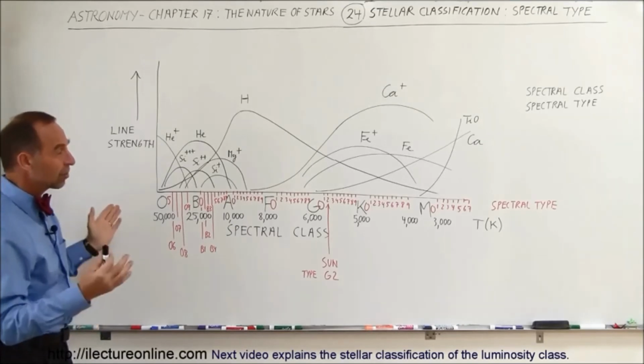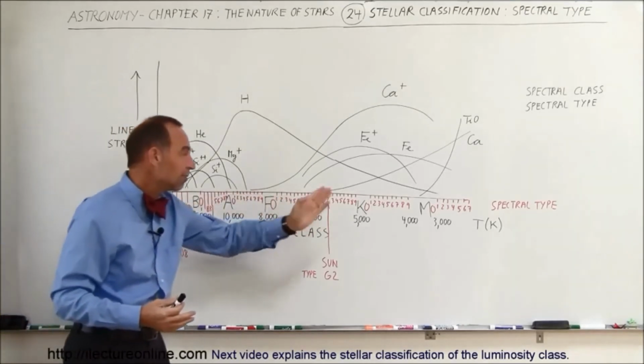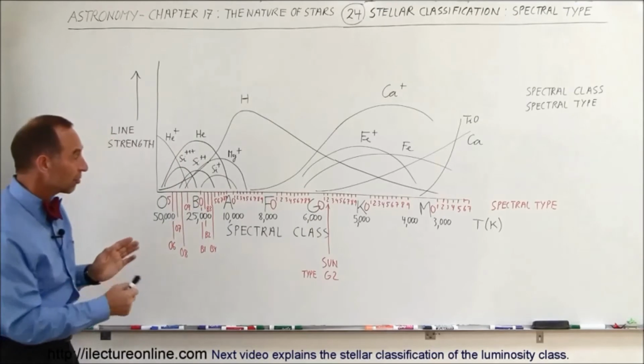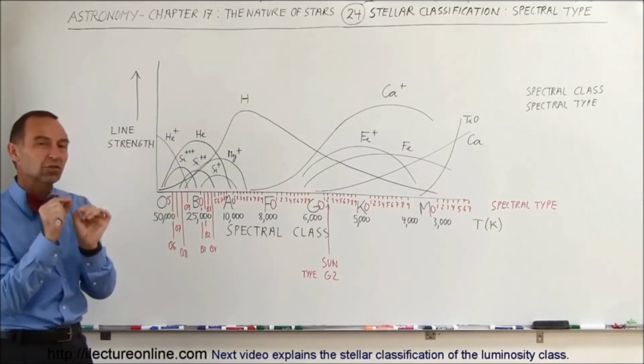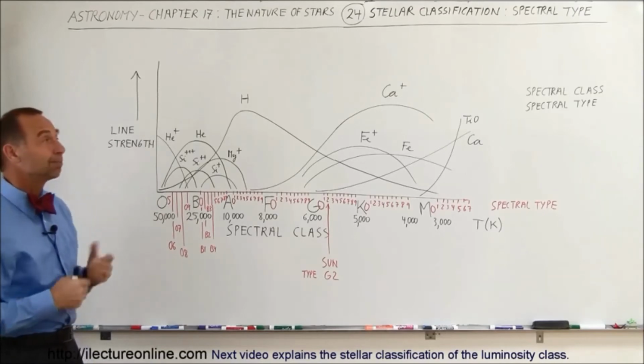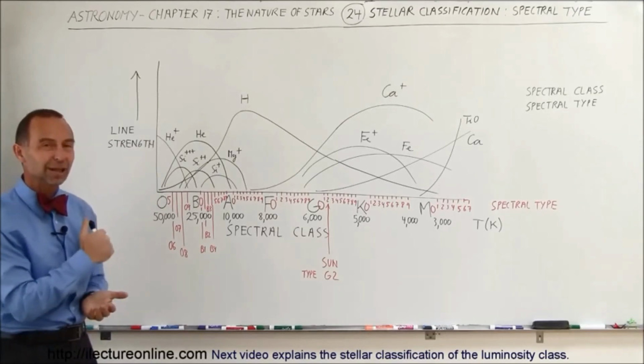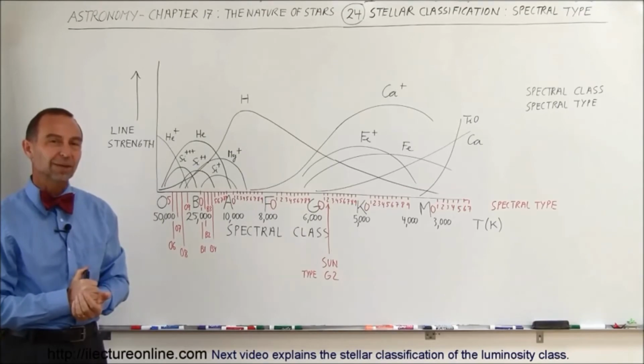So spectral class, we have the letters O, B, A, F, G, K, M, and the spectral type is a subdivision of those classes into smaller bands where we can more accurately describe what type of star we're looking at. And that's the difference between the two. That's what we mean by spectral type.